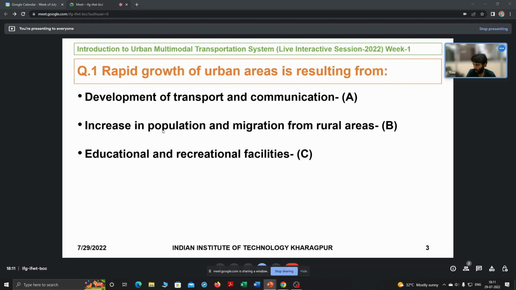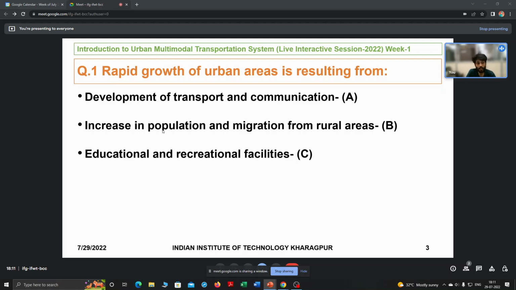So these two factors are basically responsible for the rapid growth of urban areas. And after the rapid growth has been seen in the urban areas, there is a need to develop a good transport and communication network, right? So it is not the other way around. As the population has been increasing and their demand is increasing and they are staying within that particular area, there is a need to develop a good transport and communication, right?